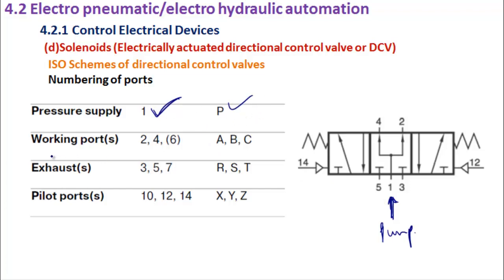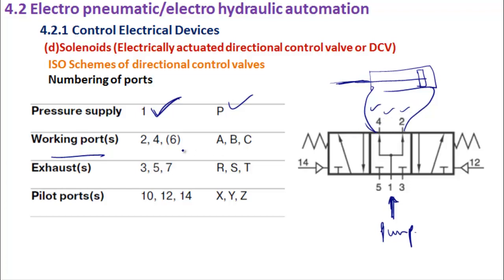The working ports are the ports where the cylinder is attached, the piston is attached. You remember the piston is attached to these. So these are the 4 and 2, or if there is another one, then we will write 6. Look at this, all of these are even numbers.